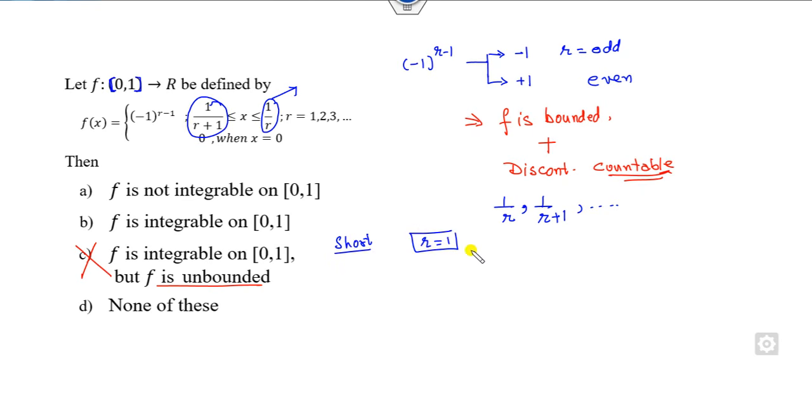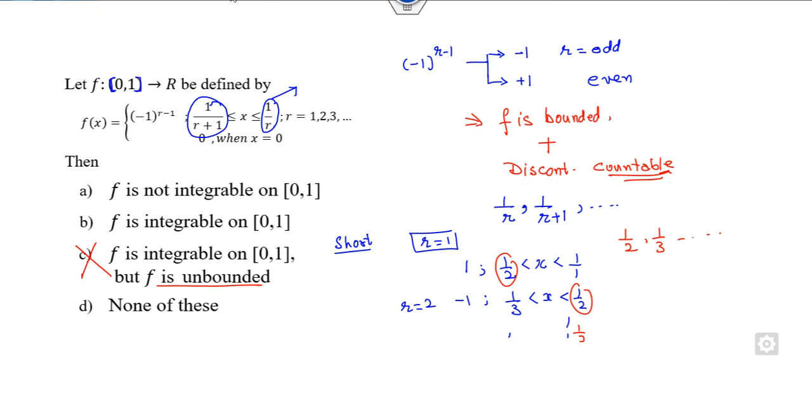Then what will happen? This function is a plus 1, for half less than x less than 1. If I take r as 2, then it is minus 1, for 1 over 3 less than x less than 1 over 2, and so on. So clearly the function is discontinuous at half, discontinuous at 1 by 3, and so on.